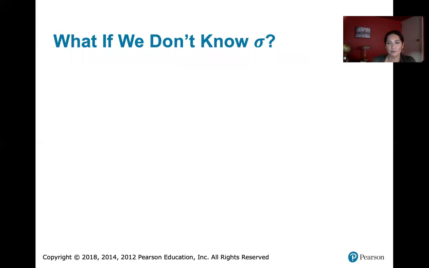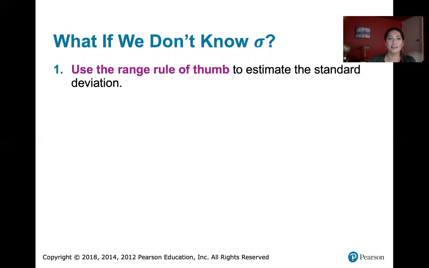Okay, so here's a question. What if we don't know the population standard deviation? Most of the time we don't know the population standard deviation. So what do we do? In that case, there are a couple of things we can do. We can estimate it.